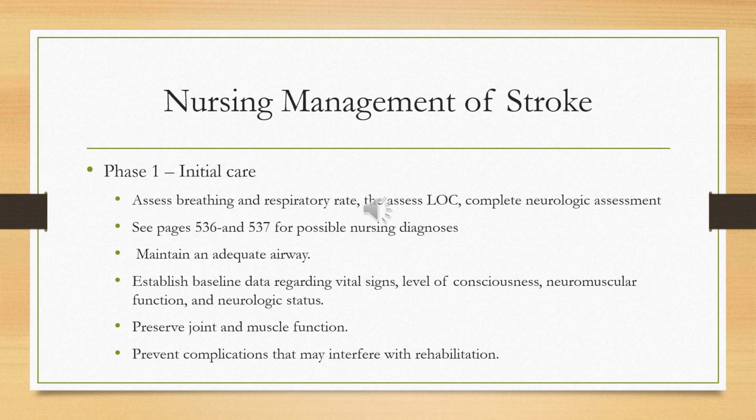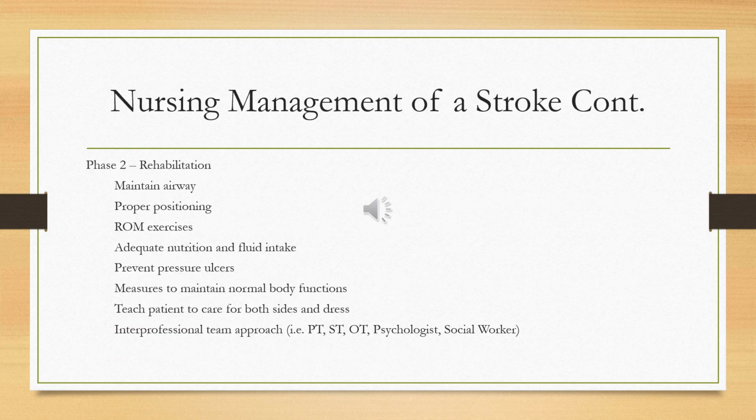Vital signs, you need to make sure you have a baseline set of vital signs for that patient as well. You want to preserve joint and muscle functioning, so are they getting in some kind of therapy, and prevent any complications from occurring. So in phase 2, we're starting to get into the rehabilitation phase at this point. But again, we're still going to make sure we're maintaining a patent airway. That's always our priority. If our patient's not breathing, nothing else matters, right?